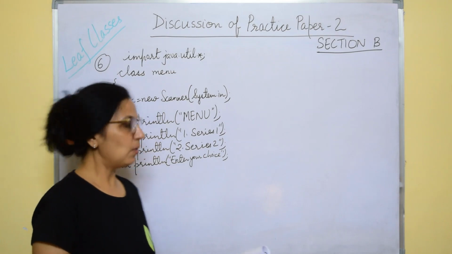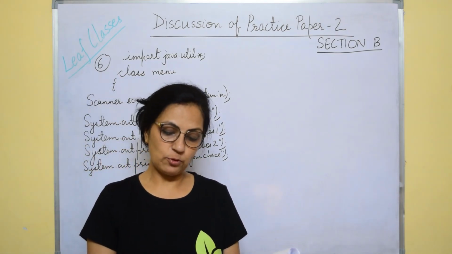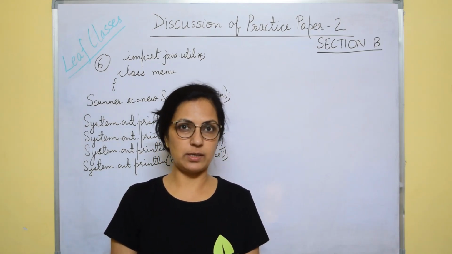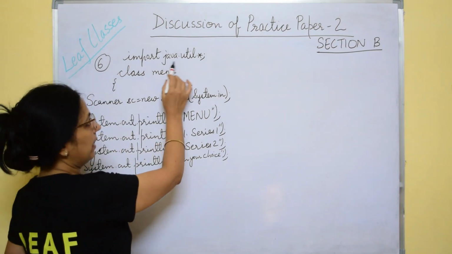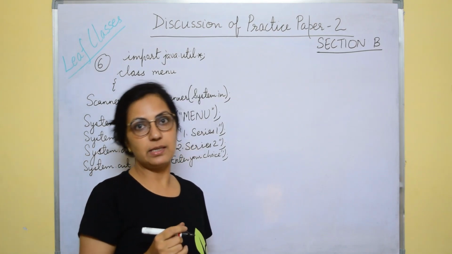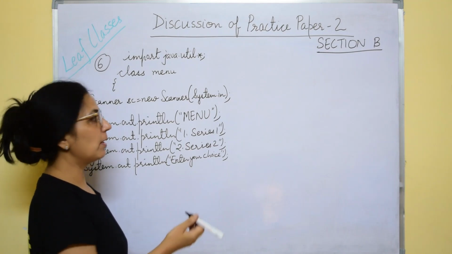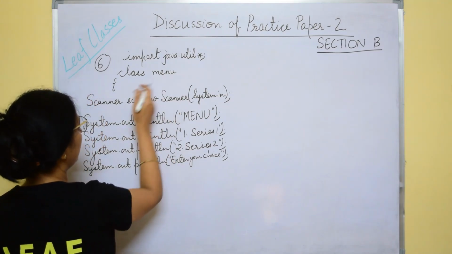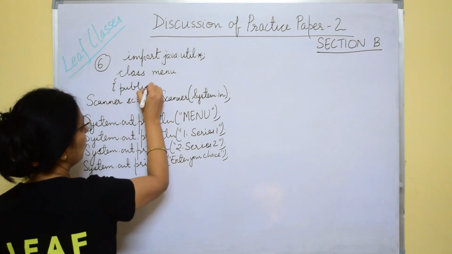Okay. Question number 6 is: write a menu-driven program to find the sum of the following series based upon the user's choice. So for that, since the choices are to be entered, I have used the util package so that I can input the values using the Scanner class. So we have given a menu here, and after that you will write public static void main.